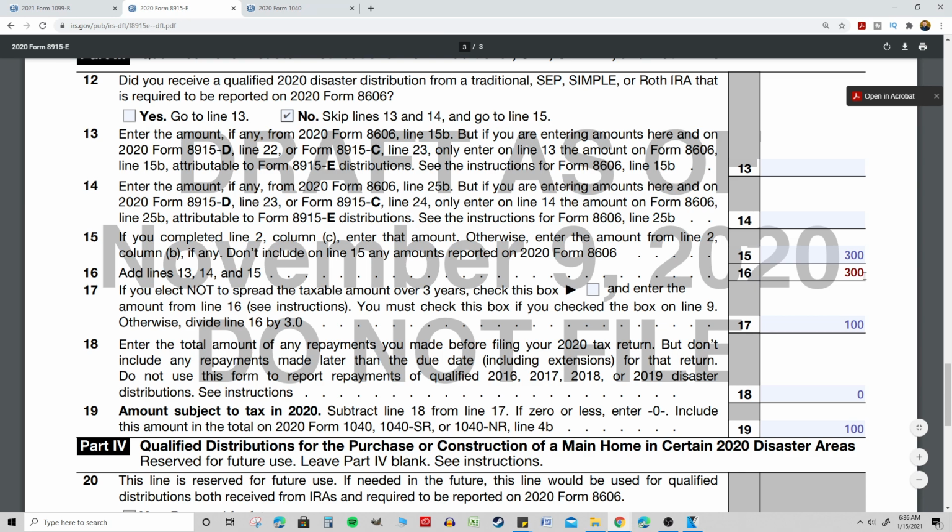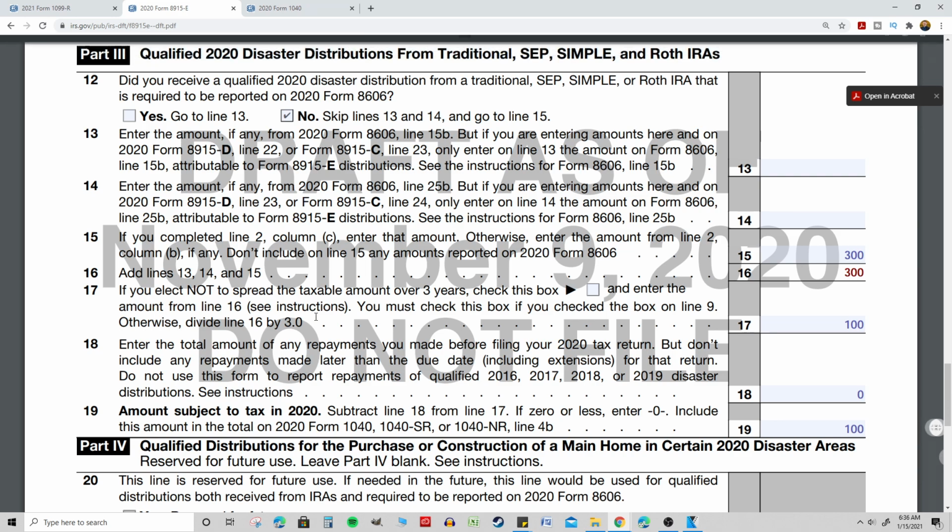So right away we know our total's $300 on line 16. This is where we get to talk about the 3-year inclusion method or paying it all in the same year. When we talked about elections earlier in the video, this is what I was talking about. It says, line 17, if you elect not to spread the taxable amount over 3 years, check this box. If you want to pay all the tax at once, you would check this box right here.